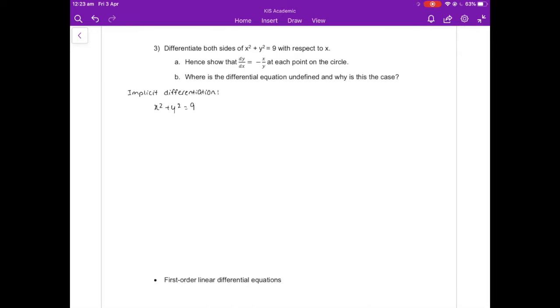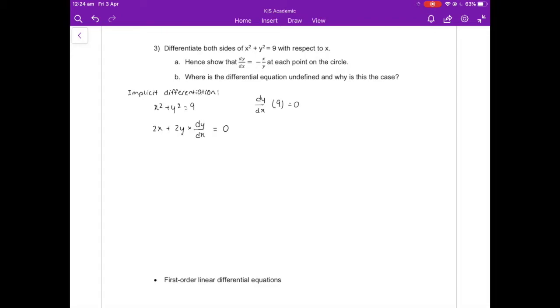So under x squared, if we differentiate that we get 2x plus. Now we differentiate y squared as normal, which is 2y, but we have to times that by what happens when you differentiate y in terms of x. So that's dy/dx. And on the right hand side, if you differentiate 9, so if we had d/dx of 9, we get 0. So that should be 0.